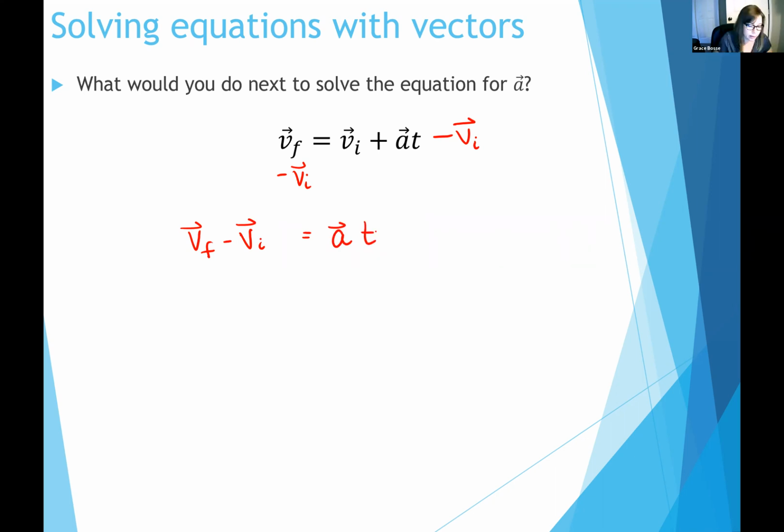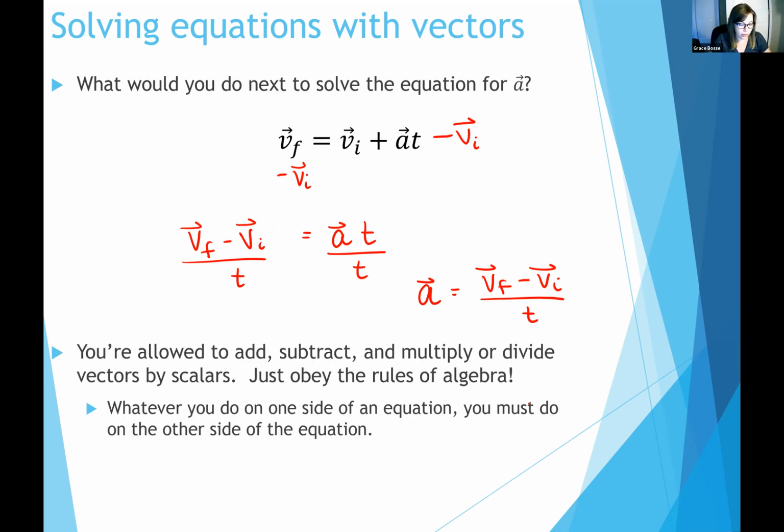If I want to get A all by itself, now I'm going to divide by T. T is a scalar. It does not have a little arrow symbol on top of it, so I'm allowed to divide by T. That's fine. My final expression is vector A equals VF minus VI, divided by T. So it's very similar to basic algebra. I never felt the urge to divide by a vector, so I can follow my general rules.